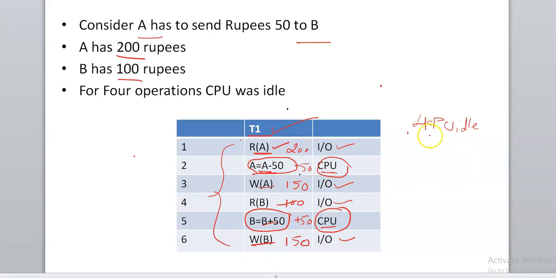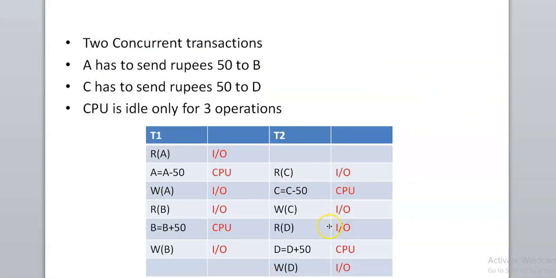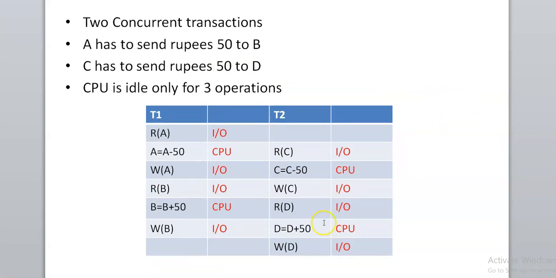And how can we stop the CPU from being idle? As you can see, the CPU was idle here for 4 operations, right? So to utilize the CPU efficiently, we can run 2 transactions concurrently. So let us see what can be done to effectively utilize the CPU.